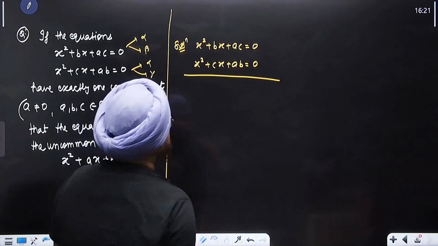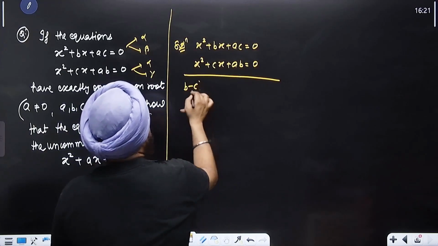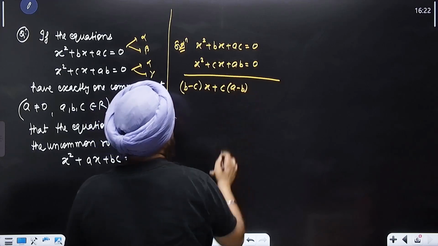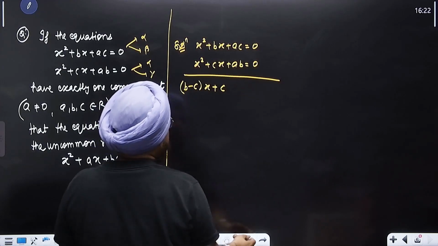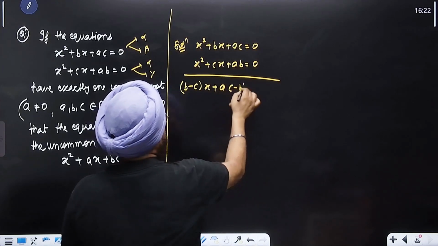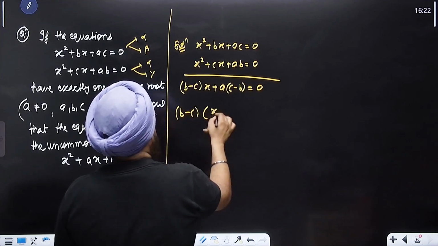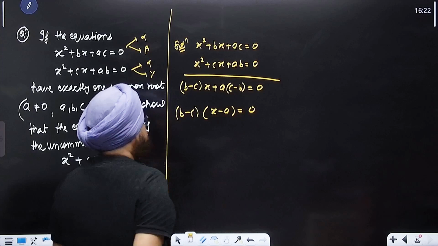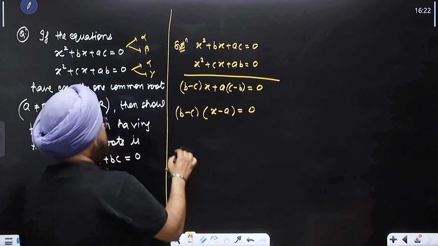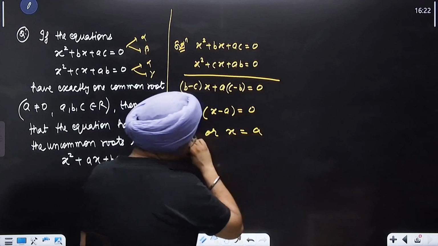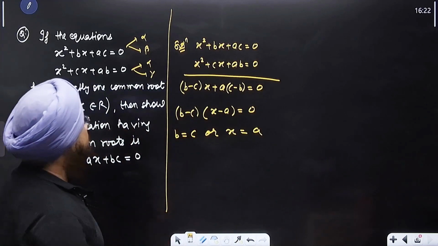Subtract these two equations. (b minus c) into (x minus a) equal to 0. So either b is equal to c or x is equal to a. We can check what will happen if b is equal to c.